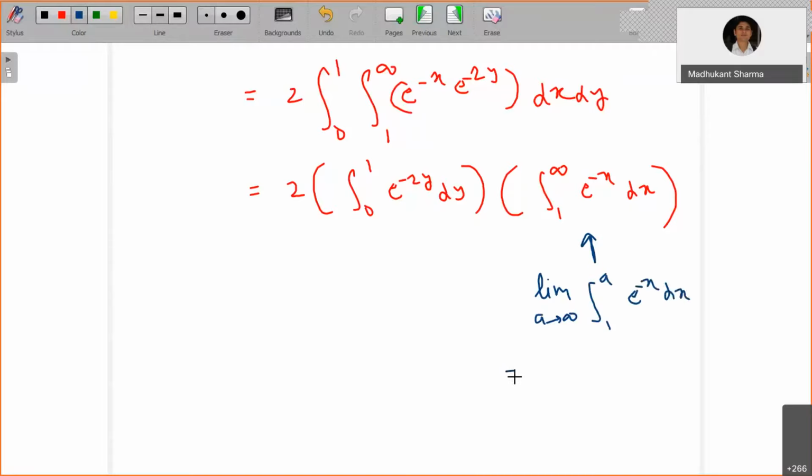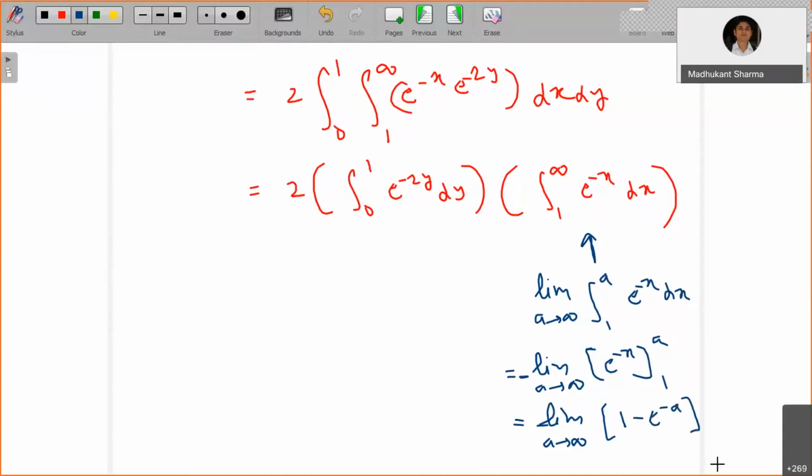Okay, so this will be the limit as a tends to infinity. So e to the power minus x integrated gives minus e to the power minus x, with limits 1 to a, and you put upper limit minus lower limit. I'm just adjusting this minus sign here. So that's going to be 1 minus e to the power minus a. This value goes towards 1, because as a tends to infinity, e to the power minus a tends to 0. So this is equal to 1. So this integral value is 1.